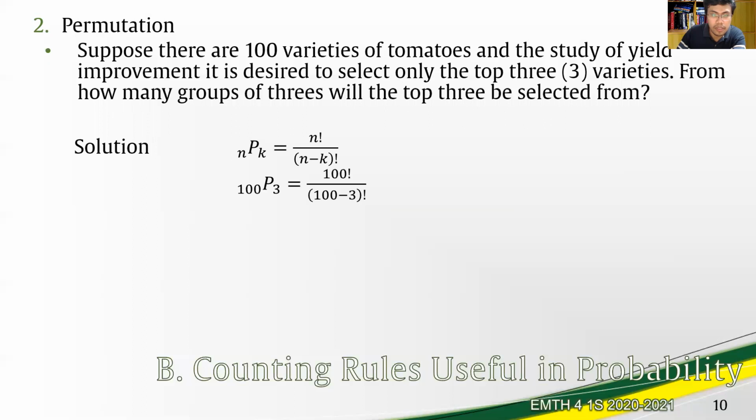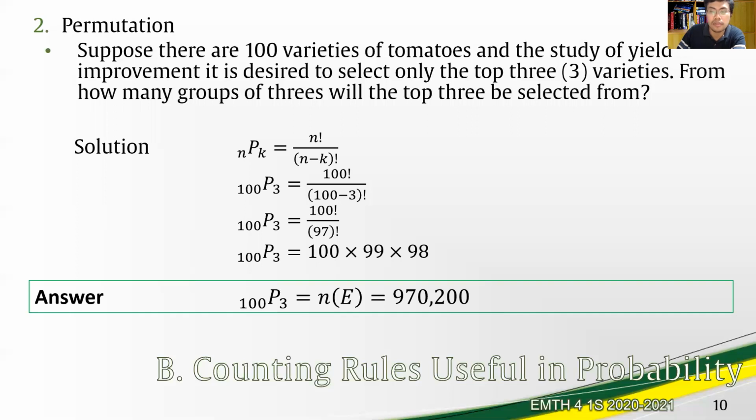Thus, the formula becomes 100 factorial over the factorial of the quantity 100 minus 3. The quantity in the denominator simplifies to the factorial of 97. And dividing the numerator by the denominator cancels the 97 factorial of the numerator, thus leaving us with 100 by 99 by 98. Multiplying, the result is still a big number. It's 970,200.